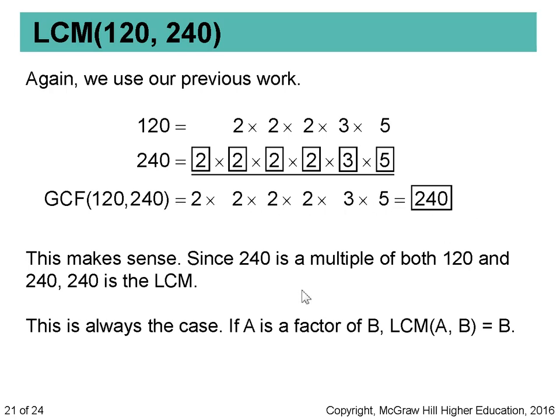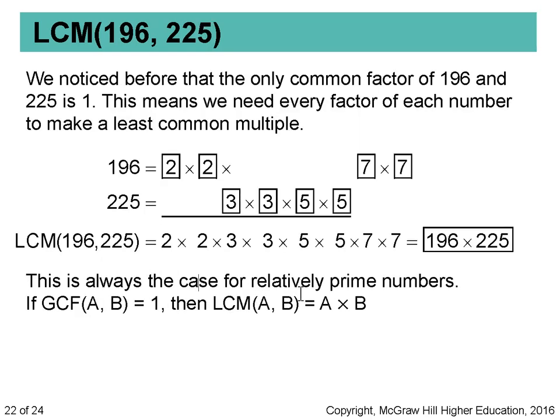And again, this makes sense. 240 is a multiple of 120 and 240. It's the smallest multiple of 240, and so it's the least common multiple. This is again always the case. If A is a factor of B, the least common multiple of A and B is B, the larger number.